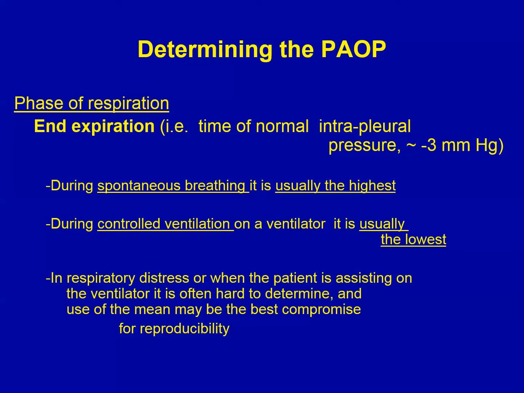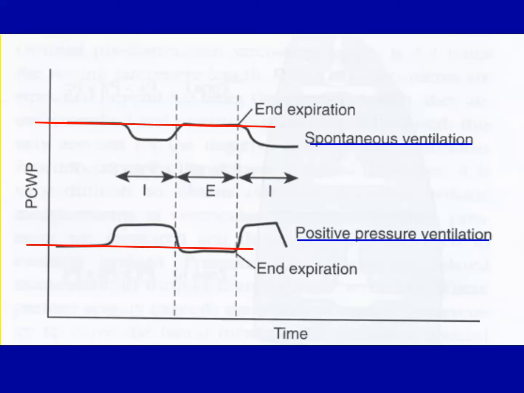One important factor is which phase of respiration it should be measured in. And the convention is that it should be recorded at end expiration, the time when the pleural pressure is normal. During spontaneous breathing, this is usually the higher pressure, and during controlled breathing, it is usually the lower pressure during controlled ventilation, as illustrated on this figure.